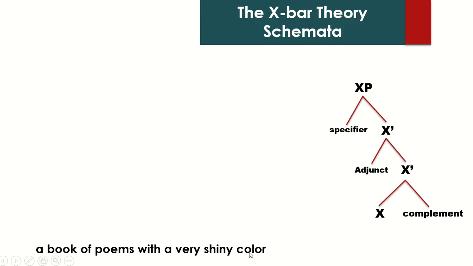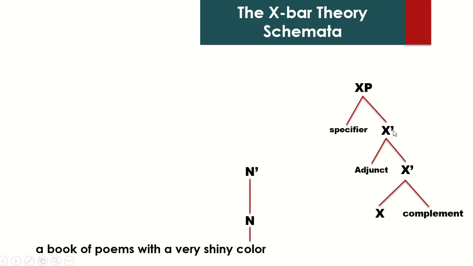In a very shiny color, we said that this is a head and this is an adjunct. So N, but should we just put N? No, we should put N bar. Why? Because the rule of an adjunct is that it is a sister to X bar, so this adjunct should be sister to N bar and not to N. Let's go inside the adjunct itself, very shiny. This is the head and this is the specifier.